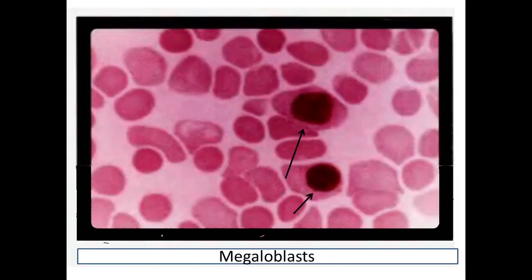This is the blood smear of B12 deficiency anemia. We can find hyperchromic erythrocytes without the zone of pallor in the center, and megaloblasts. These are big erythrocytes with nucleus.